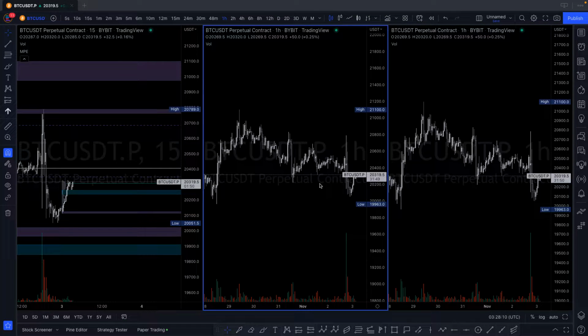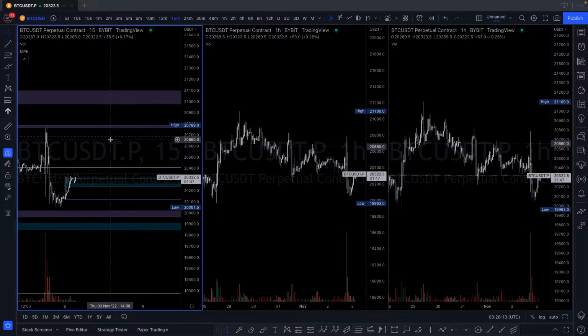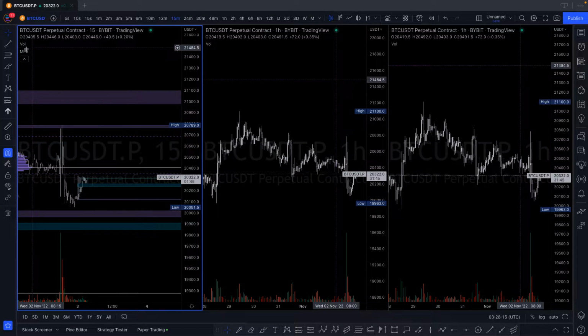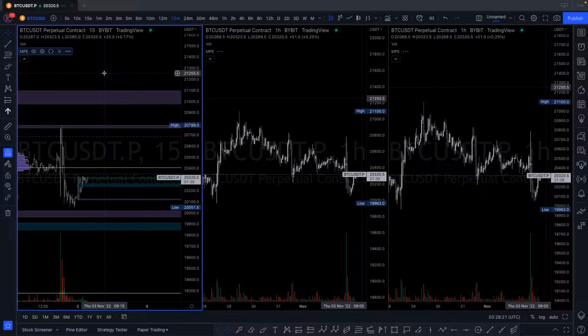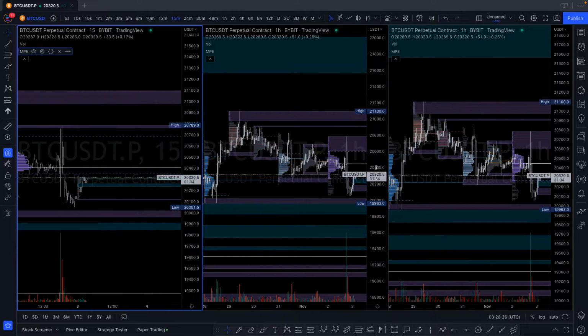All right. So in case it's not auto added, just to make it easy for you guys, you're going to come over here, touch the dots right here, and go add this indicator to entire layout. And now you have this same chart over 3.